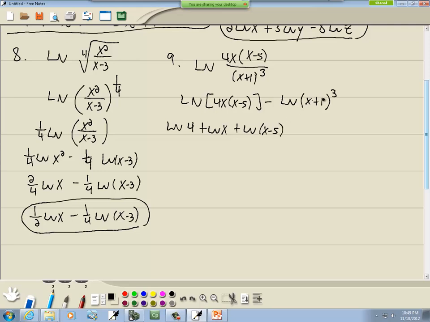And the second part here, we've got a power, so we can put the number out in front of the log. So we've got minus 3 natural log of x plus 1. And that's our answer. We can't break that down any further.